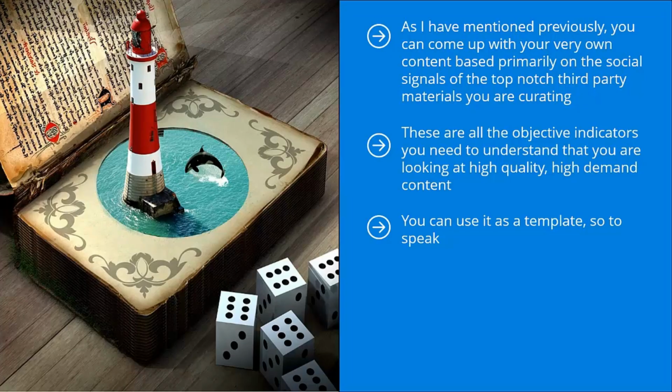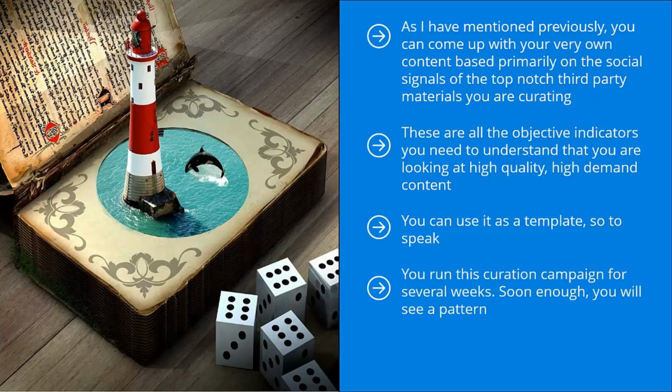Another approach would be to just do curation first. You just take all the high-quality third-party content with great social signals and put them all on auto-publish on your social media accounts. You run this curation campaign for several weeks. Soon enough, you will see a pattern. Eventually, you will see that some of these materials get a lot more engagement than others. At that point, you can then come up with your own version.